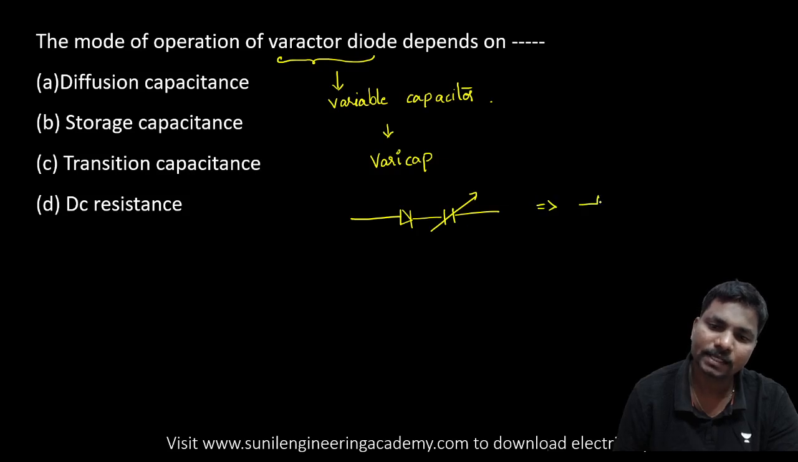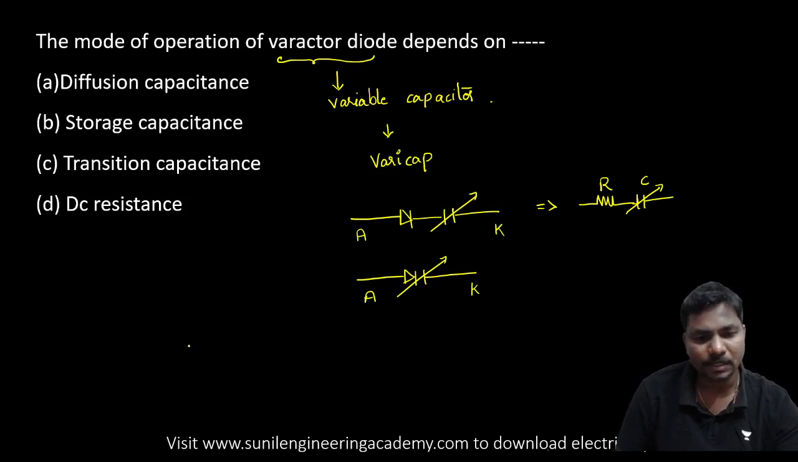We can represent the diode as a resistance and that variable capacitor. Or we can represent the diode within itself with a capacitance, like this, with the anode and the cathode. The mode of operation depends upon the capacitance, that is the transition capacitance. CT is nothing but the transition capacitance, which is present in reverse bias.